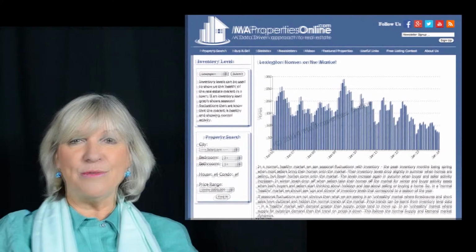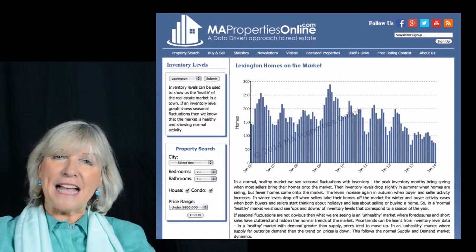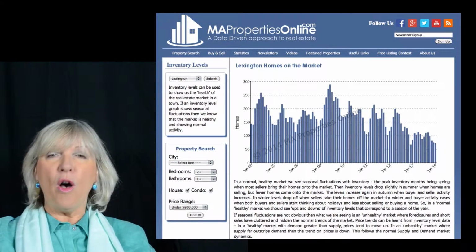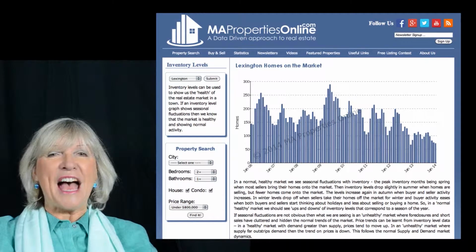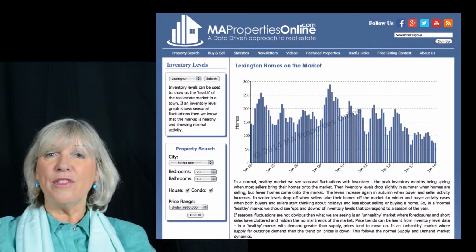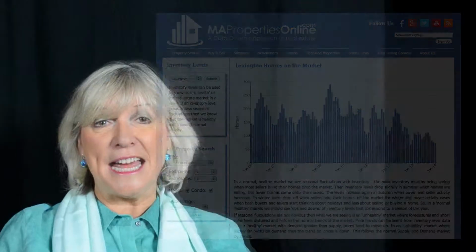Here's an inventory level graph for Lexington from 2006 to 2014. You can see that in the last year's inventory levels, or homes available for sale in the town, are about half of where they were the prior years, and the trending lines are all heading down. When analysts talk about a shortage of inventory, you can use this graph to see how inventory levels have changed over the last several years.